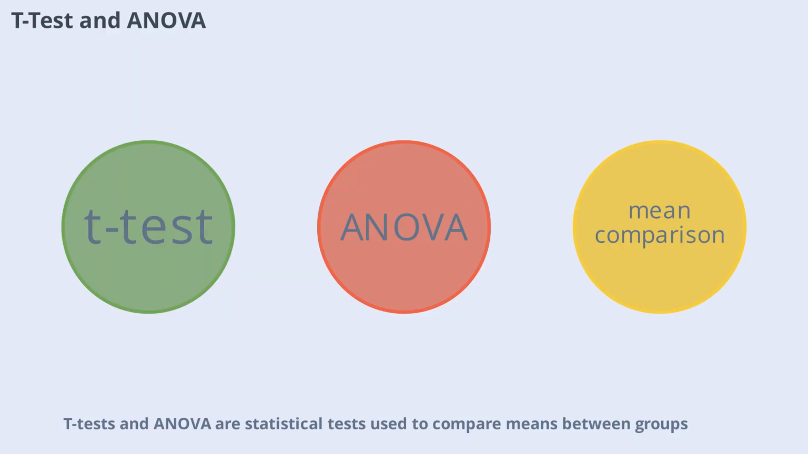T-tests and ANOVA are statistical tests used to compare means between groups. A t-test compares two groups, while ANOVA can handle three or more. These tests help you determine if differences between groups are statistically significant, guiding your conclusions and recommendations.